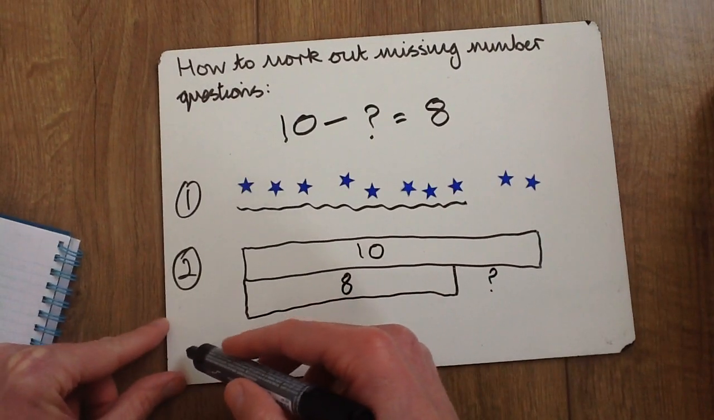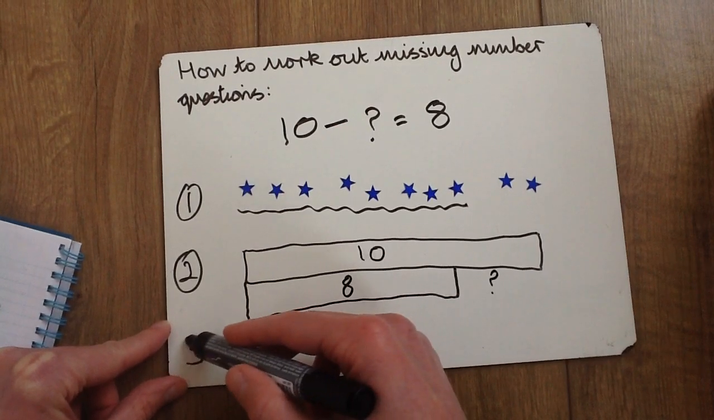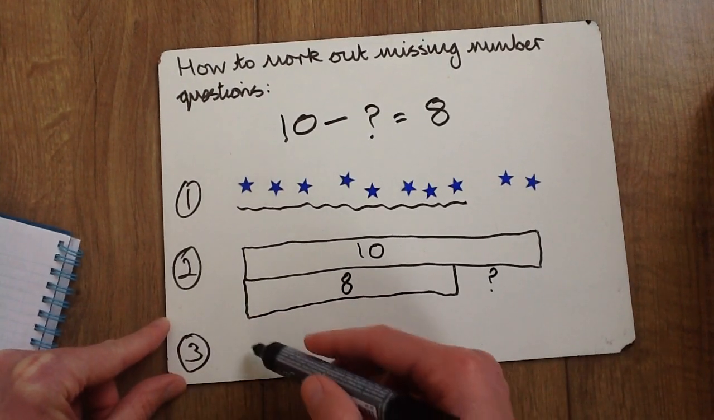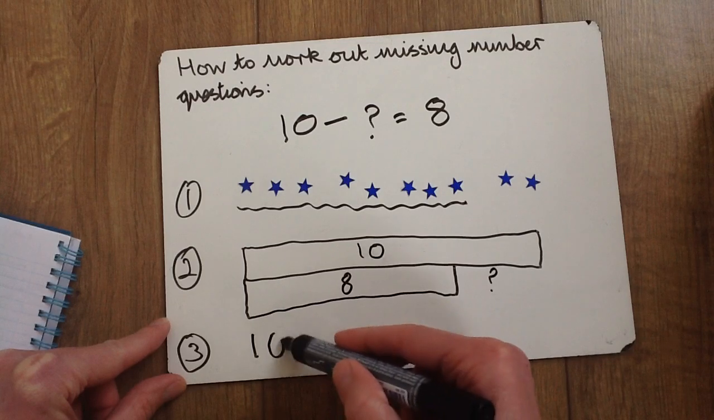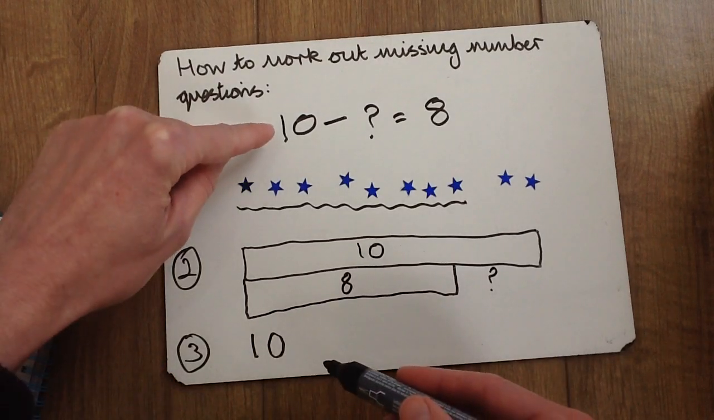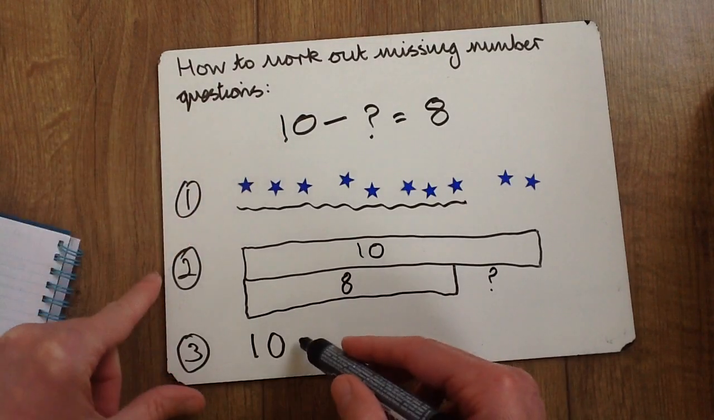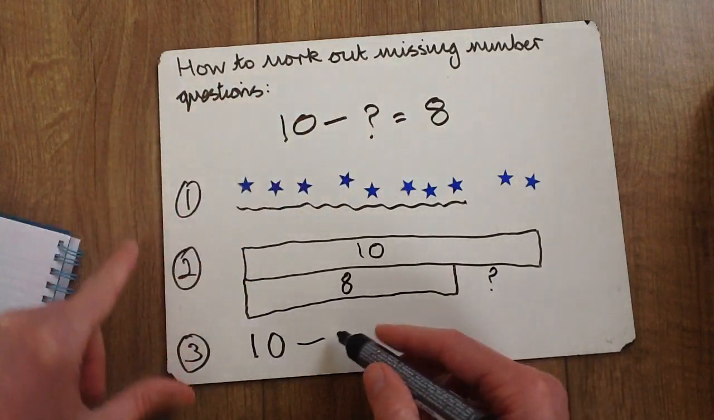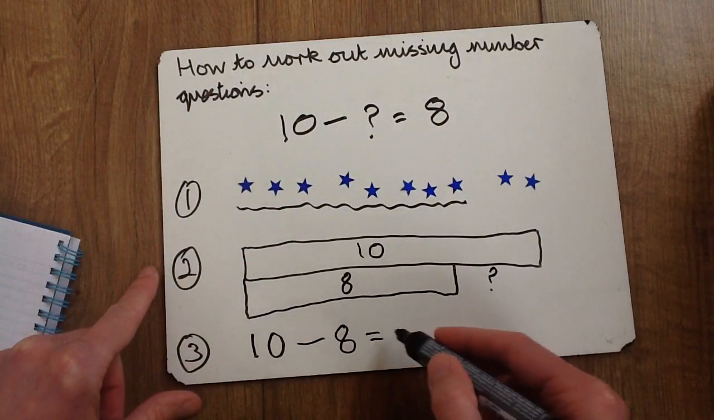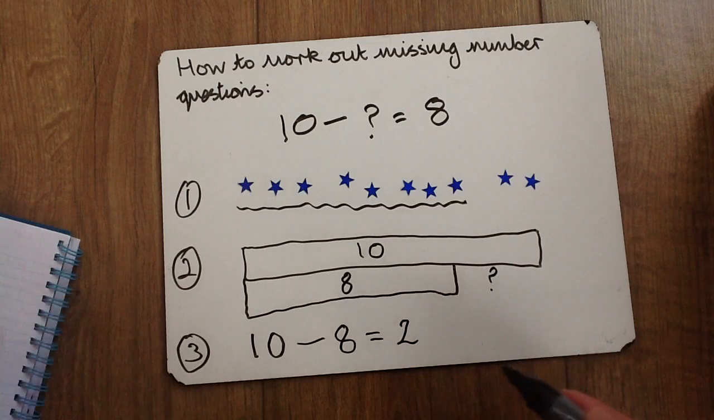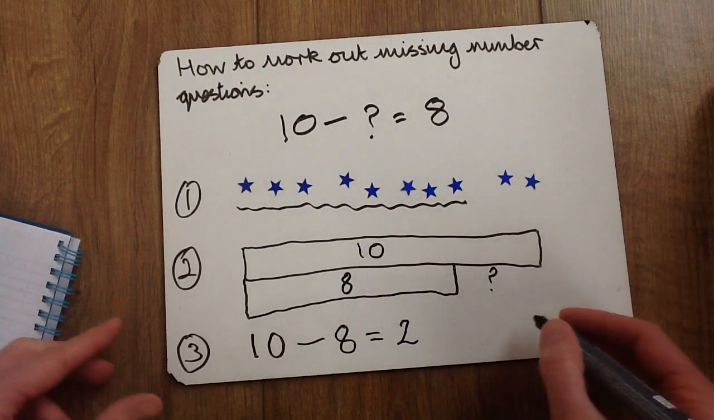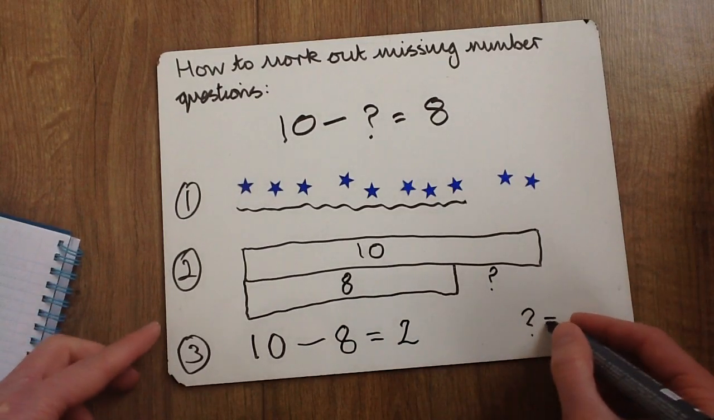And then finally, if your child understands how to make the sum and draw the sum, you could then write it as a number sentence. So it's always the biggest number you've been given, subtract the total, gives you your answer. So in this case, the question mark must be 2.